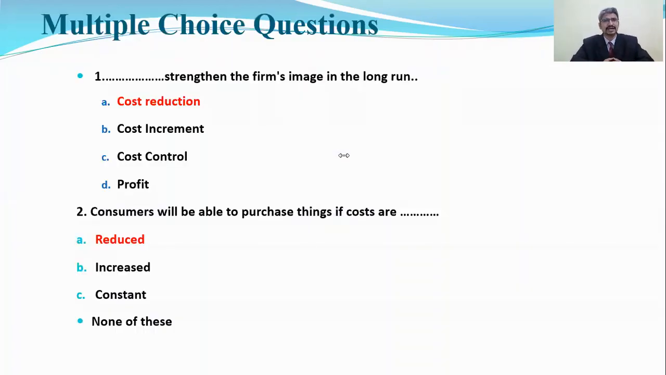There are a few questions, like: dash strengthens the firm's image in the long run. So ultimately cost reduction strengthens the firm's image. Why? Because reducing the cost will lead to economic development and ultimately the image will be bigger in the long run. Consumers will be able to purchase things if costs are dash. With increased cost or constant cost, customers are not at all motivated. With reduced cost, yes, customers will be able to purchase things. Therefore, cost reduction matters a lot.